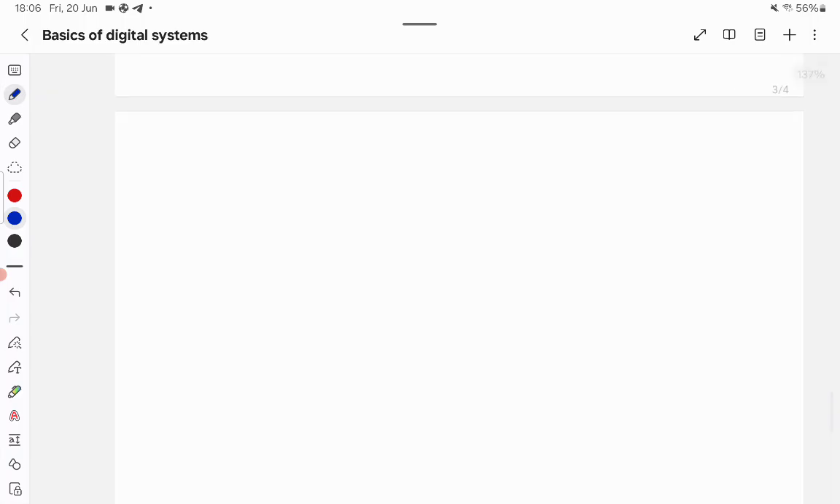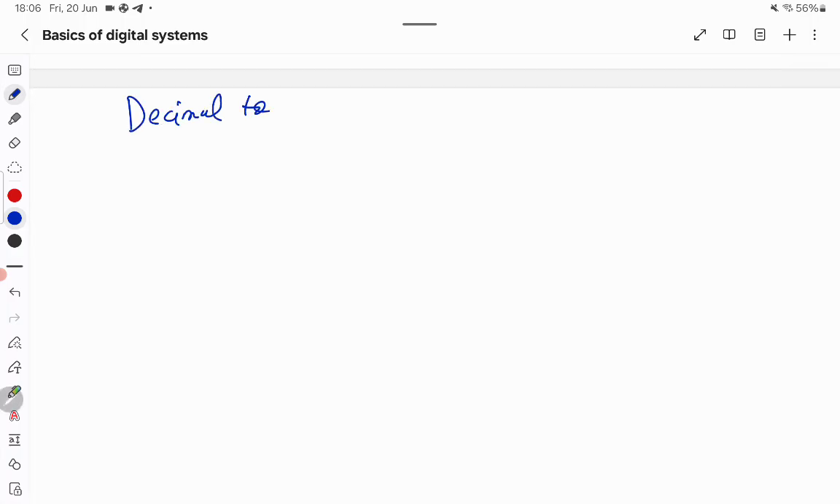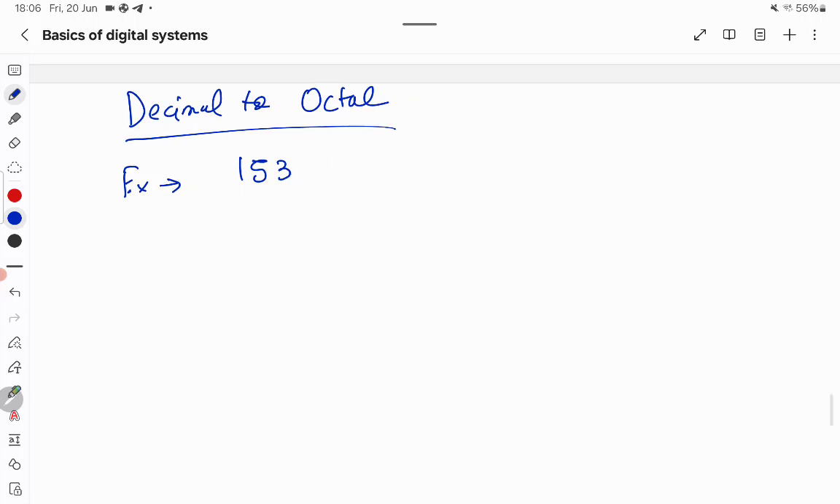How will you convert from decimal to octal? If you have a number, let's say for example 153. 153 is decimal, so convert this decimal number 153 to octal. So how will you do it?